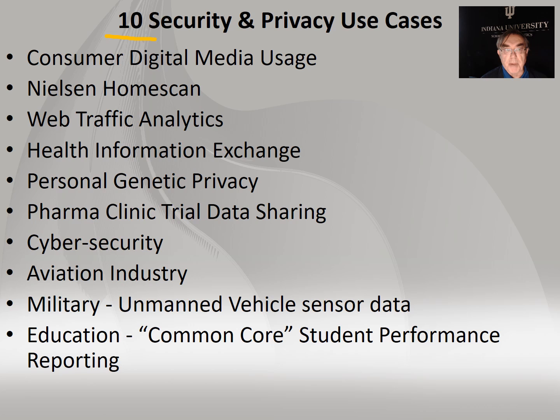Here we go back to the NIST survey. The security and privacy group had 10 different use cases which were not done in the same fashion as the 51 use cases: consumer digital media, Nielsen home scan. These are obviously commodity applications which have some privacy issue, data analytics from the web. Of course, health is full of important security issues. Here we have 3 separate health areas.